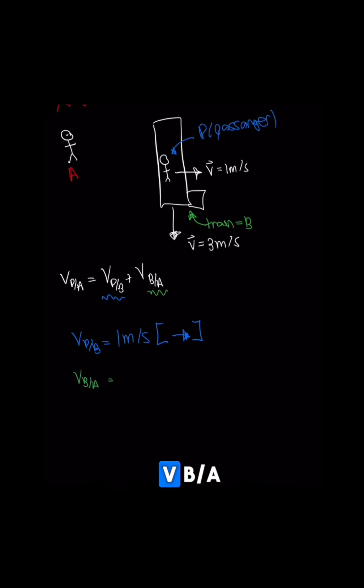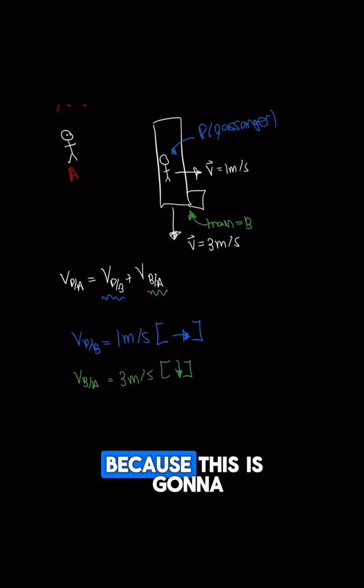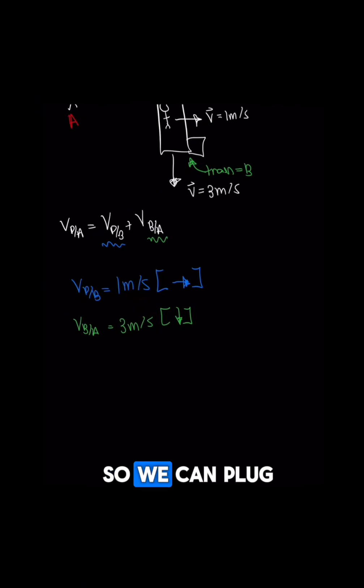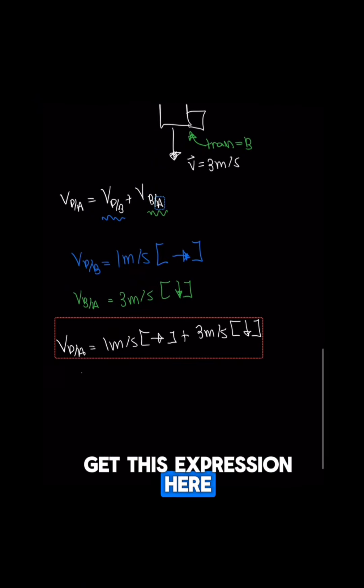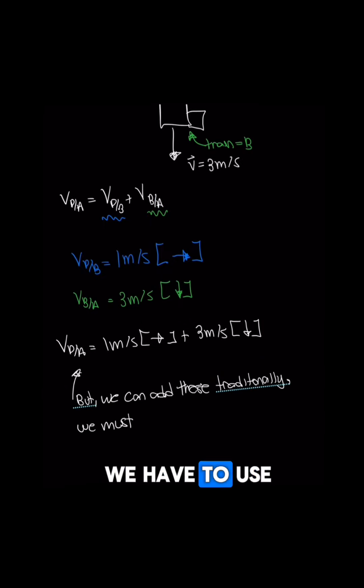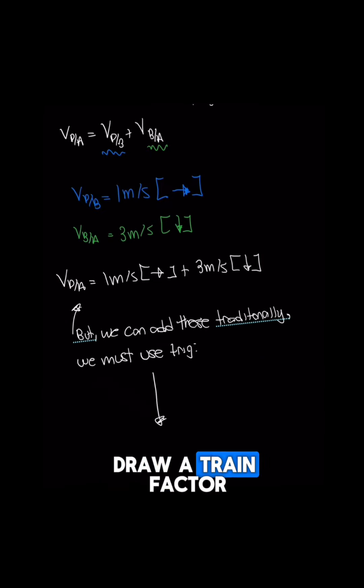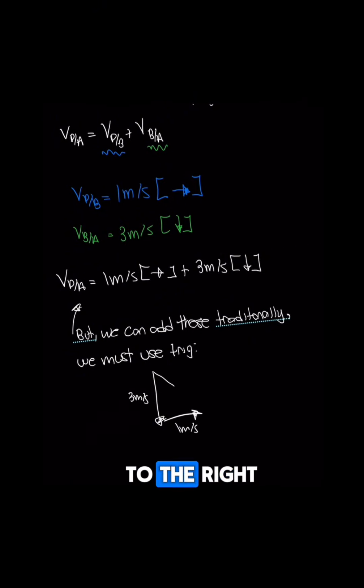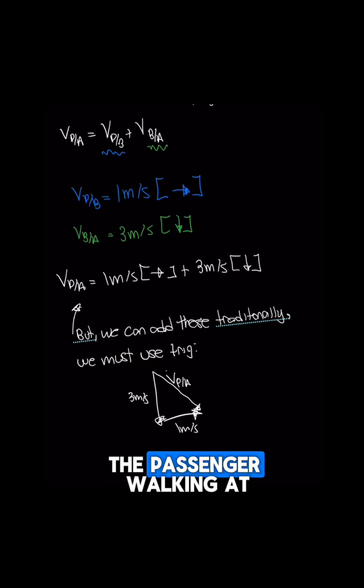We can label V_B/A 3 meters per second, because this is going to be the velocity of the train with respect to the observer. So we can plug both of these in and get this expression here, noting that these values are not in the same direction, so we can't just add them. We have to use the Pythagorean theorem. Draw our train vector 3 meters per second down, then our passenger vector 1 meter per second to the right, and then we can draw a resultant vector V_P/A. This is going to be the vector that the observer is going to see the passenger walking at.